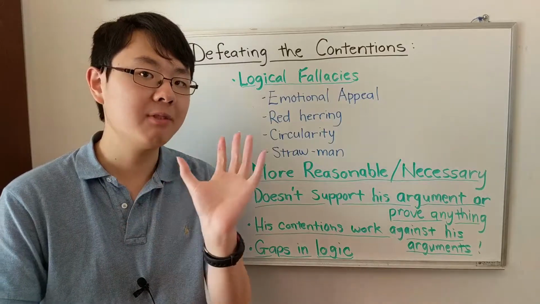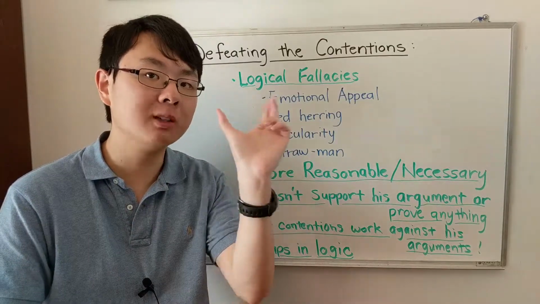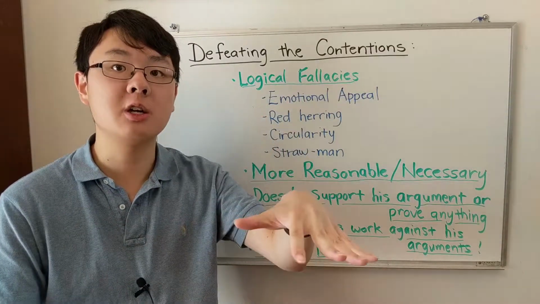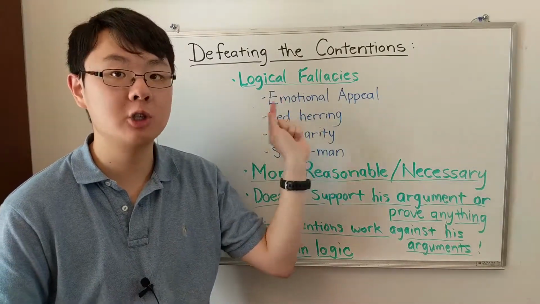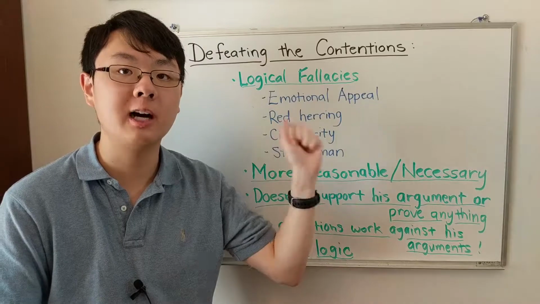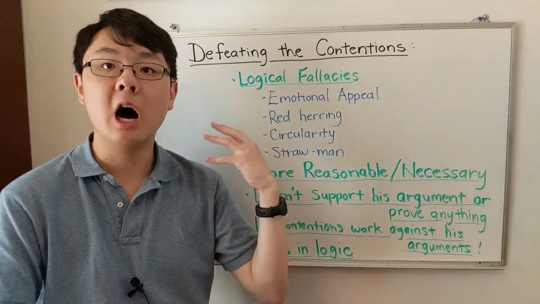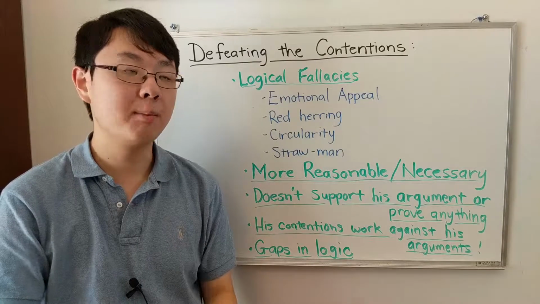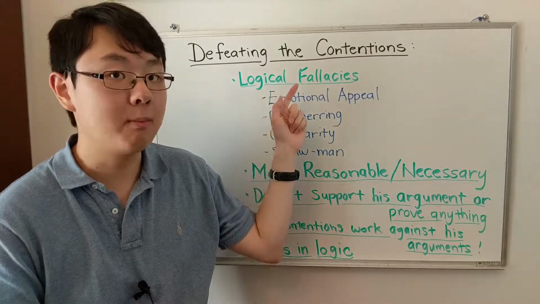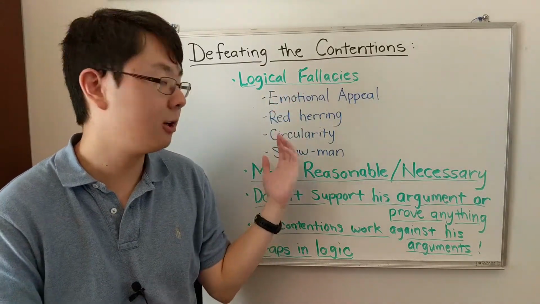So it's okay to have emotion, but if your opponent has only emotion and there's no logic undergirding that, that's a problem. And you say, this is a logical fallacy of emotional appeal. This is only emotion. There's no logic, and this is not a valid argument. Okay, so if he uses that in his contentions. And by the way, these logical fallacies are mainly for the contentions because that's mainly when they'll come in handy.